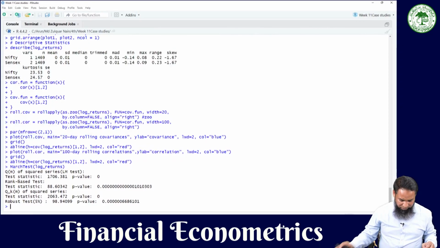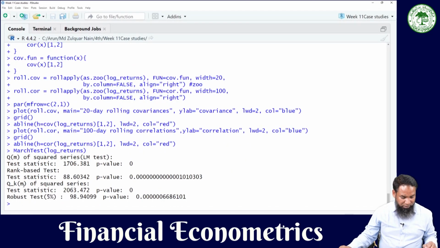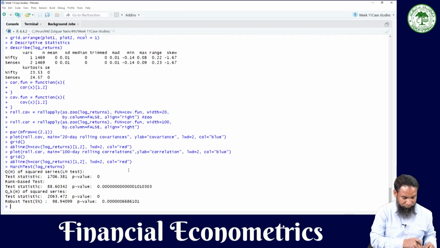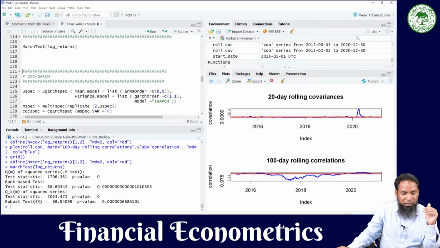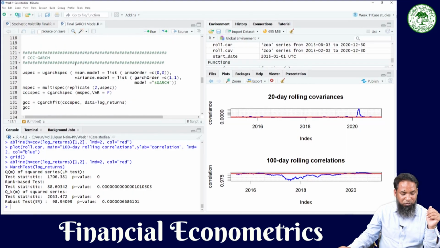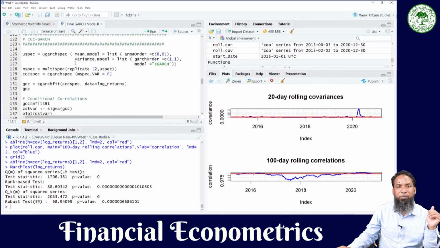Here we find that in all cases, whether it is the test statistic or the rank based test, there is the presence of heteroscedasticity or ARCH effect. Why? Because the p value is closer to 0. So that means there is quite a reasonable, plausible reason that we should go and use the volatility models. The first volatility model we have used is the constant conditional correlation GARCH model.